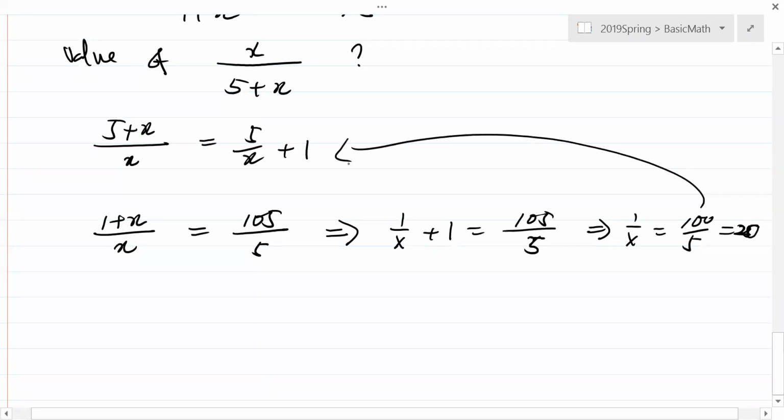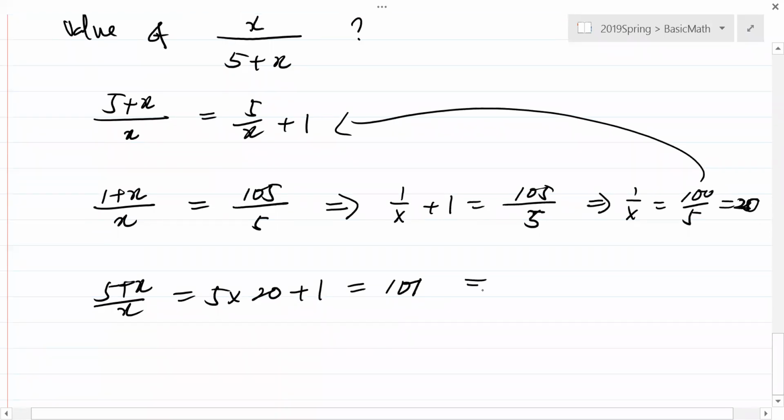So you put it here. 5 plus x over x is going to be 5 times 1 over x, which is 20, plus 1. So it's 101, right? Then x over 5 plus x is just equal to 1.